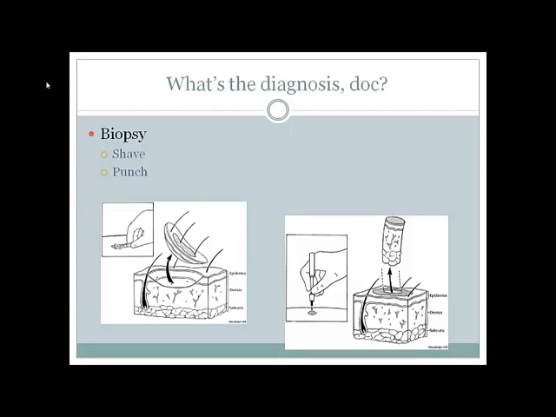So if you want to know whether or not you have basal cell carcinoma, you can undergo one of two processes. You can have a biopsy. You can have one of two types of biopsies. You can have a shave biopsy or a punch biopsy.